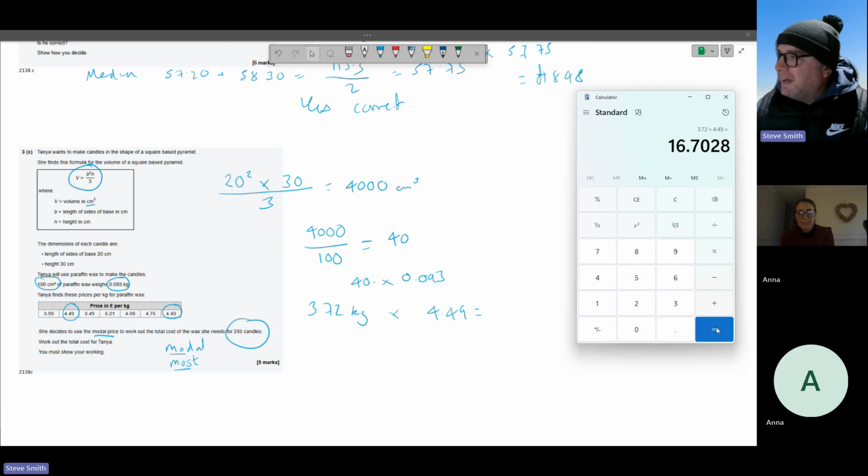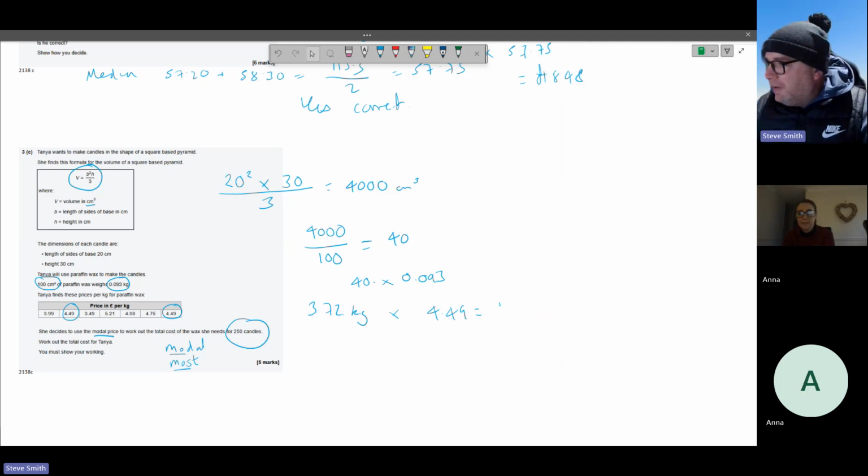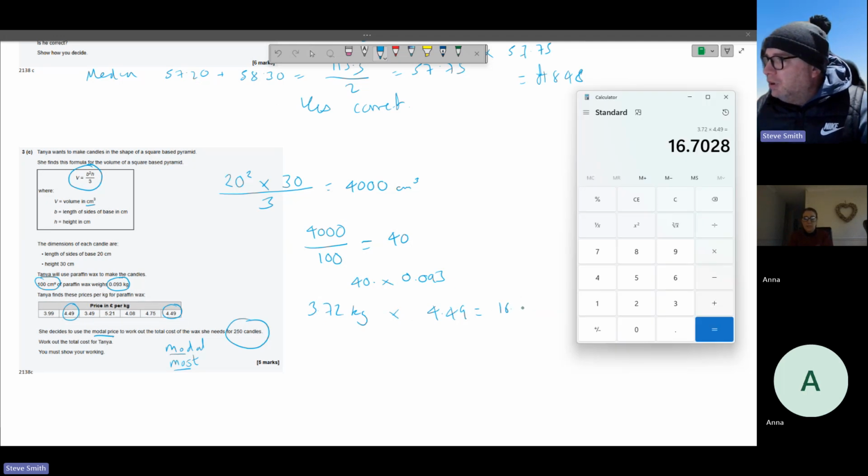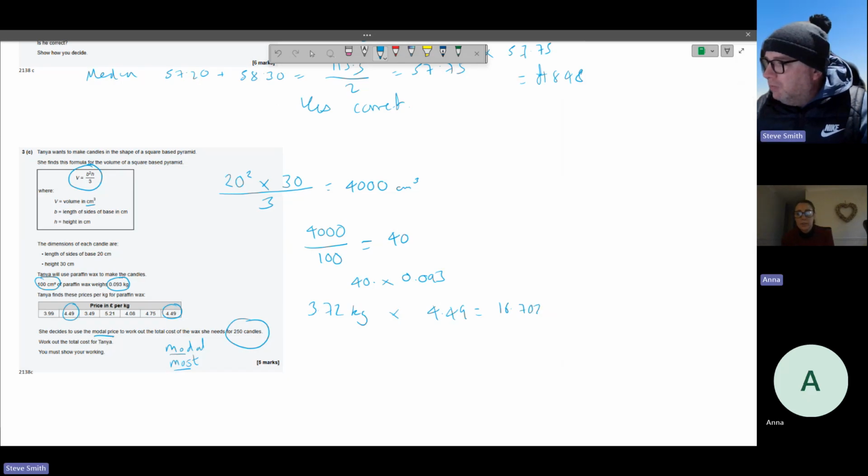Right, so each candle is going to cost £16.70. We're going to write that whole figure down because when we times it by 250, it will start slimming down. One candle to make. That's why candles are so expensive.